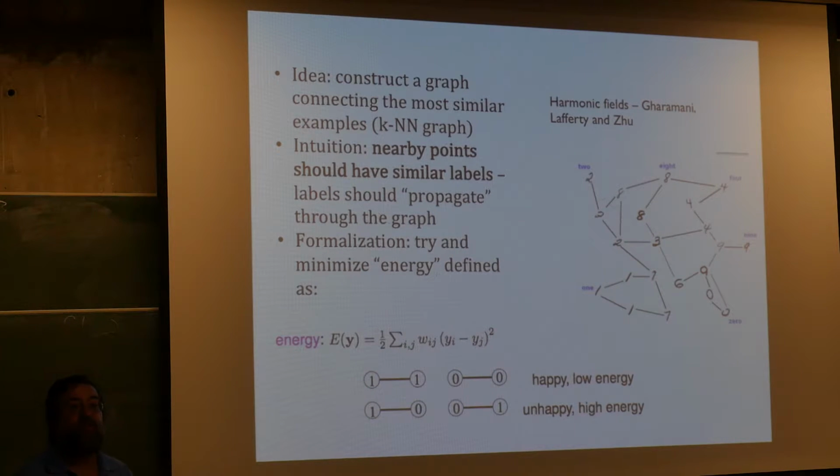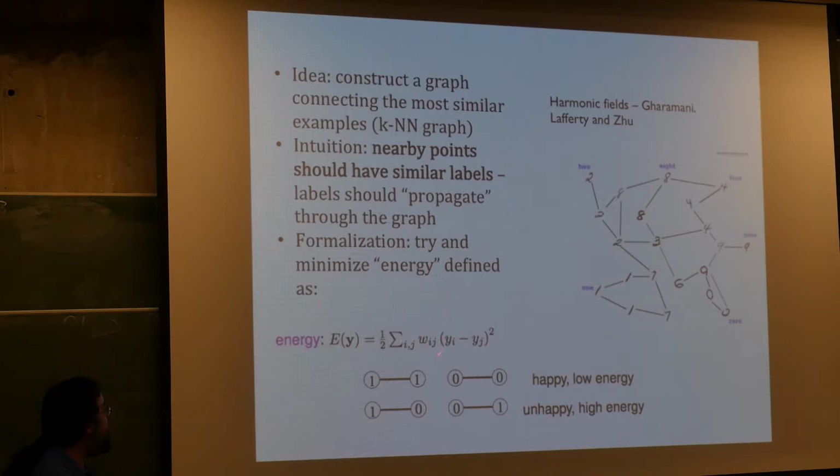What would be a reasonable goal to have? What I want to do is find labels, find scores for each of these internal nodes that minimize some loss. So one plausible loss is this one.